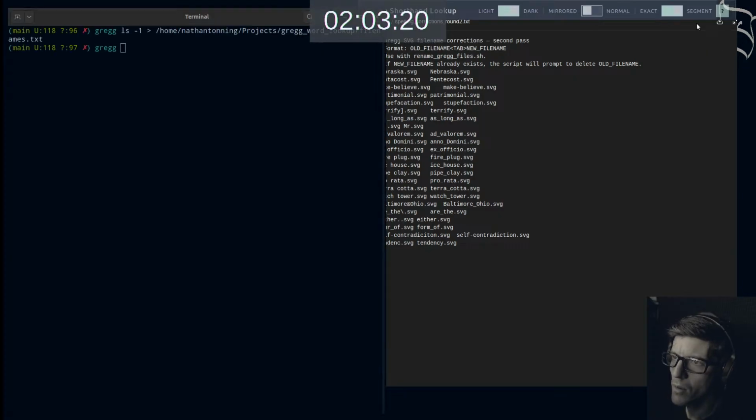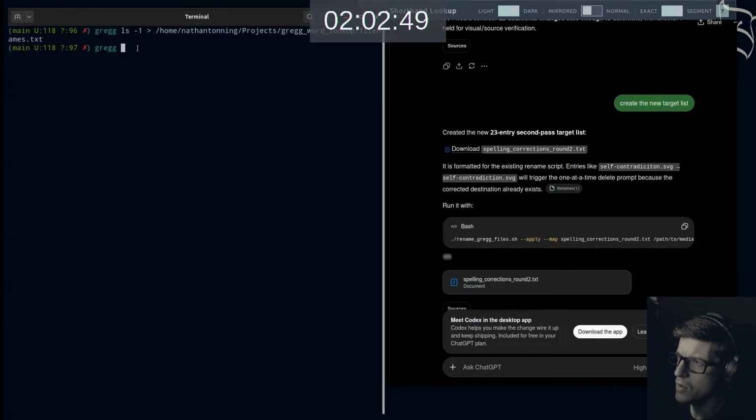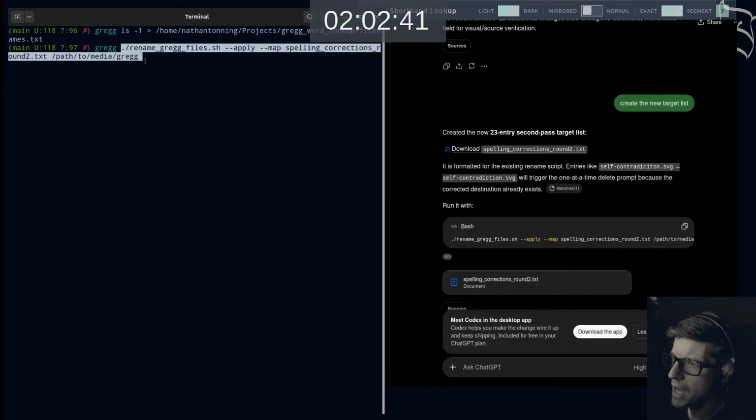Minimize terminal. There we go. So we're going to open up our round2.txt, drop it into Gregg. Okay. And we can then go over to the terminal again. And I'm going to remove the old, well, I'll wait to remove the text files until I've run the command. So let's go back here and let's take a look at the run with command. So we're going to apply and path to media. So let's go ahead. I copied the command for terminal and path to media.gregg.